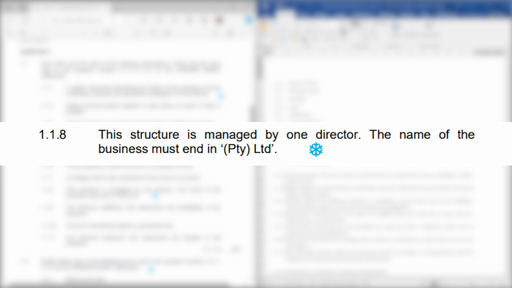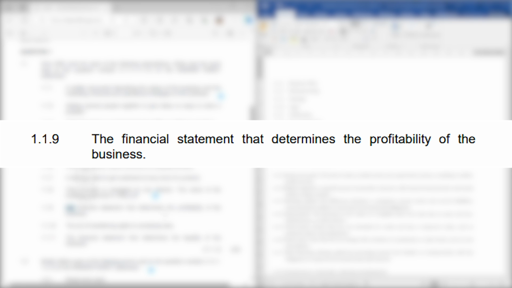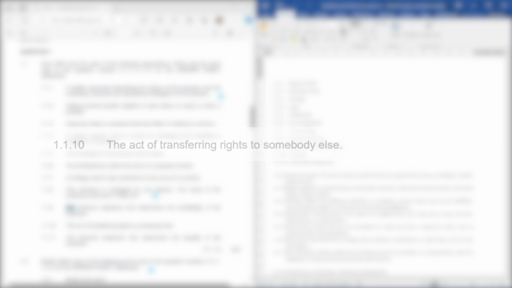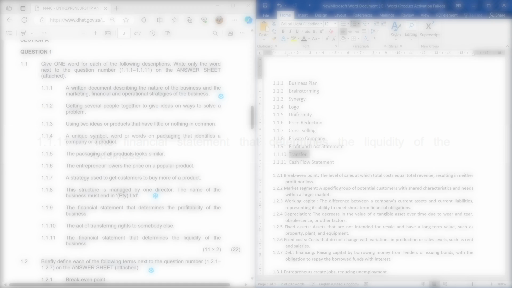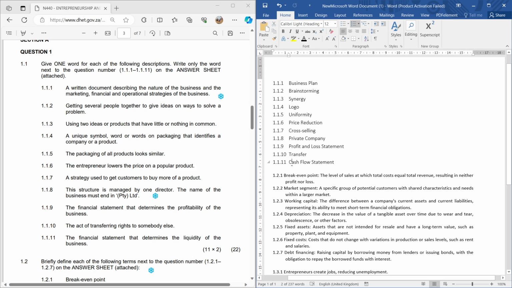This structure is managed by one director. The name of the business must end with Pty Ltd. That stands for private company, so it is a private company. This is a type of company. A financial statement that determines the profitability of the business is a profit and loss statement. The act of transferring rights to somebody else is a transfer. And the final statement, which determines the liquidity of the business, is a cash flow statement.